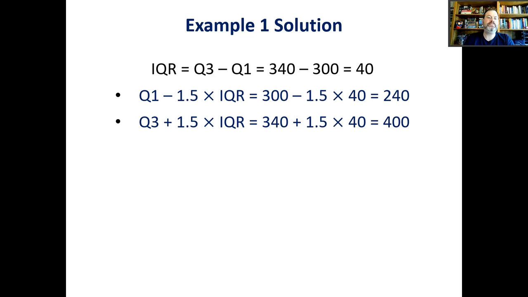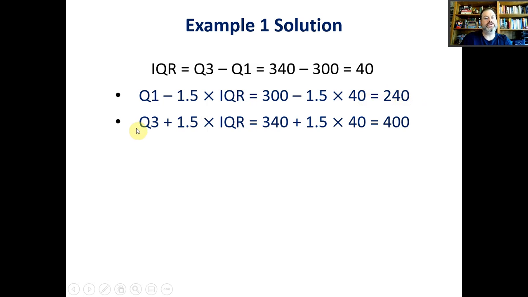So what we do is we compute Q1 minus 1.5 times the IQR. So we're given Q1 as 300 minus 1.5 times, IQR is 40. Just type this whole thing into your calculator exactly the way it looks. You're going to get 240. So that's your left boundary. So any number smaller than 240 is an outlier.